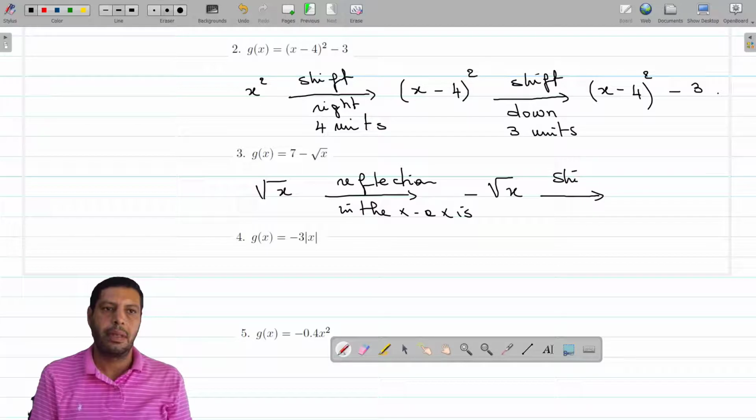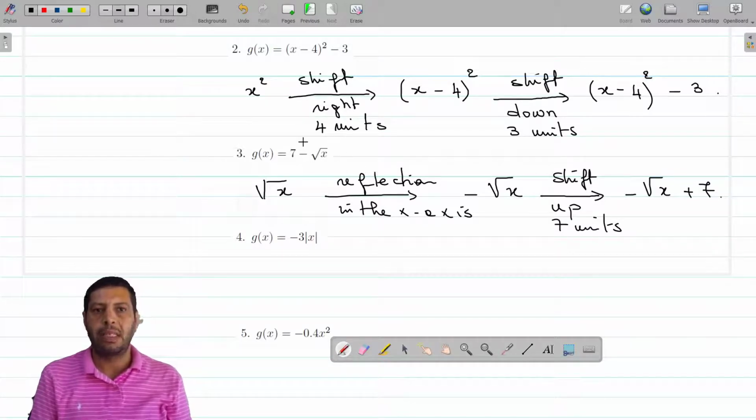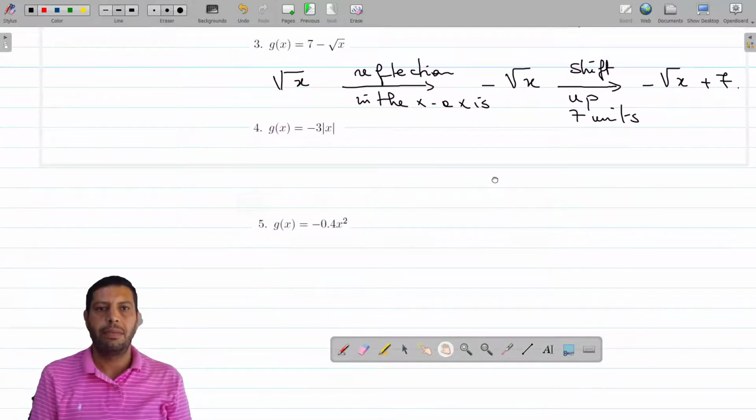And then we'll shift up 7 units to get negative square root of x plus 7, which is equal to 7 minus square root of x, our function g of x.